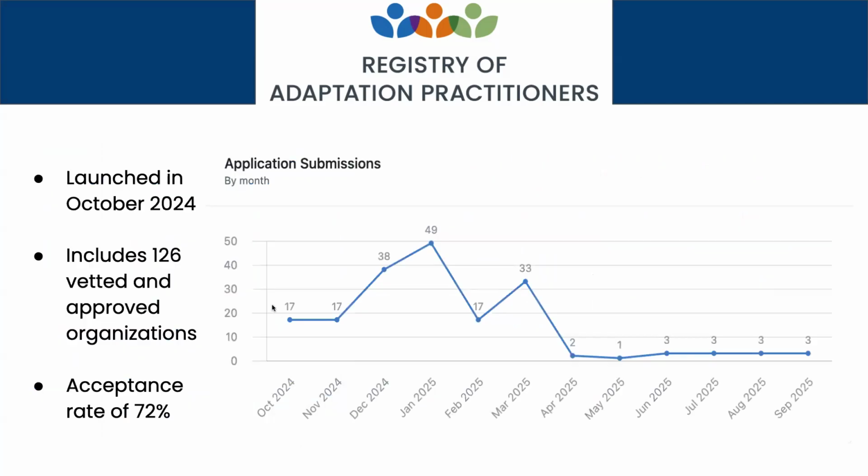So the registry was launched in October 2024. We've received 186 applications since that time, I think, and we have vetted and approved 134 of those organizations. 126 of them are included on the publicly available site for various reasons. Some people want to apply but don't want to be searchable, which is an option. So currently our acceptance rate is 72%. And here's a cool little graph showing the number of applications we've gotten per month since we started.